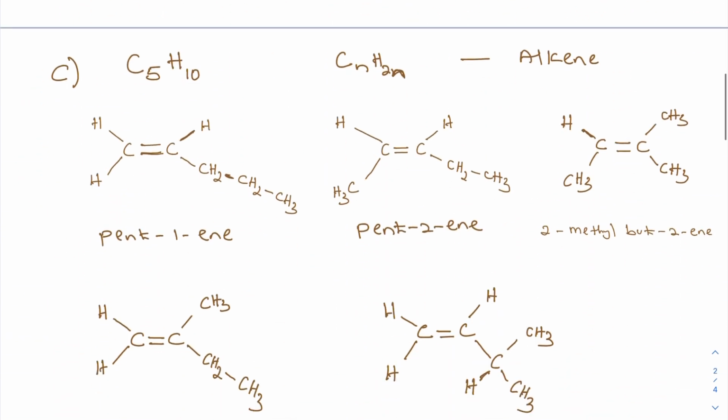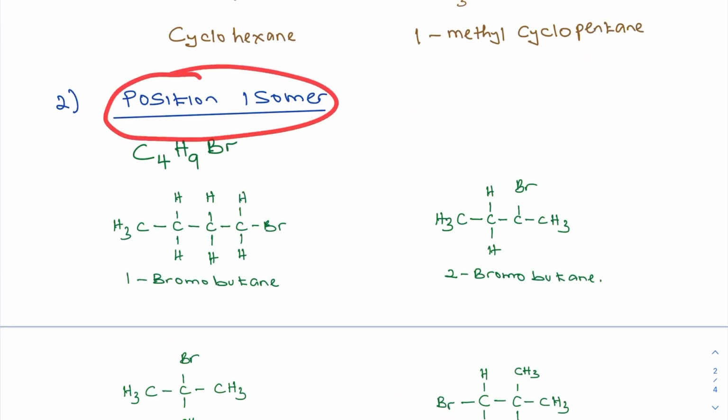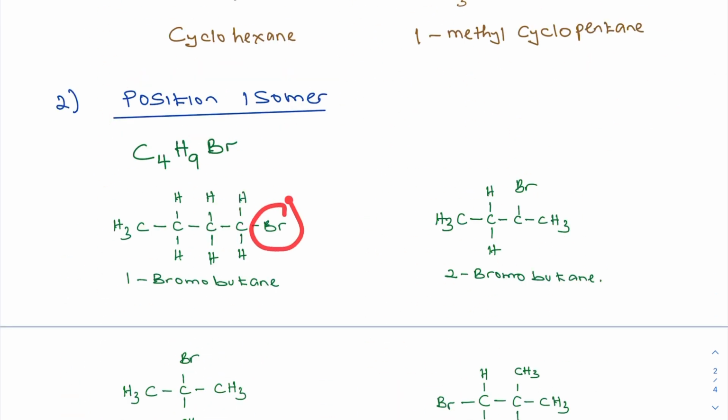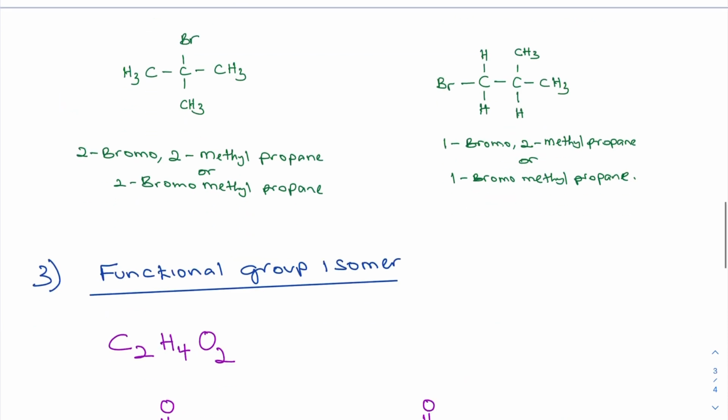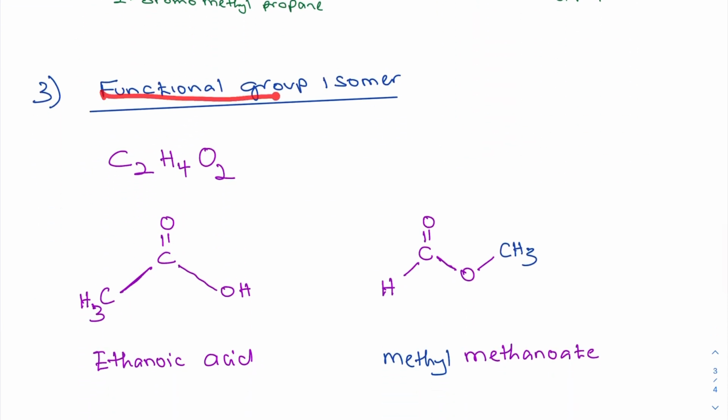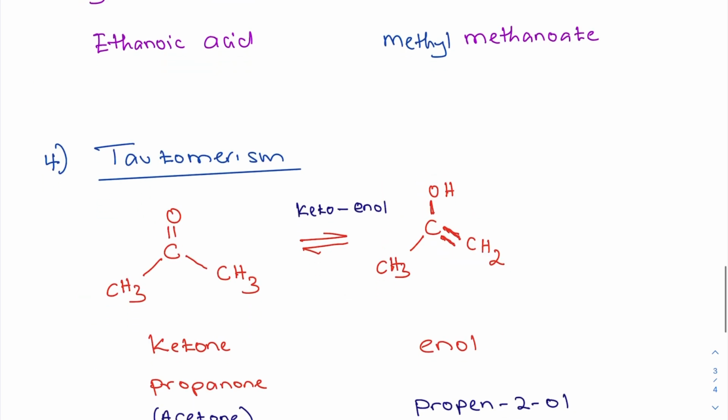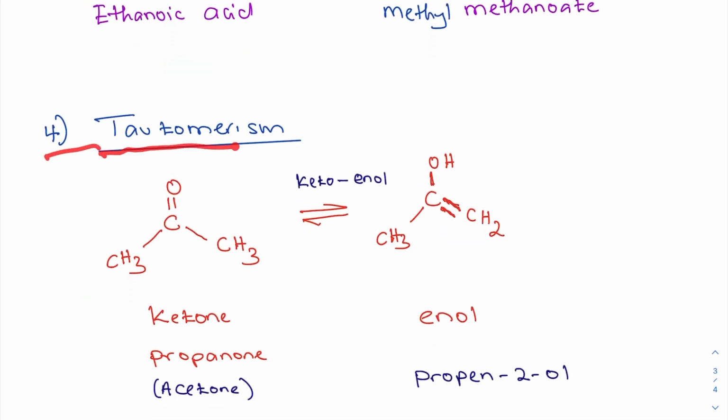The second one is position isomers, which means the position of the functional group matters. And functional group isomers means you can have different functional groups. That's one functional group, carboxylic acid, and a methanoate functional group. And the fourth one is tautomerism, where you have an equilibrium between the keto and enol.